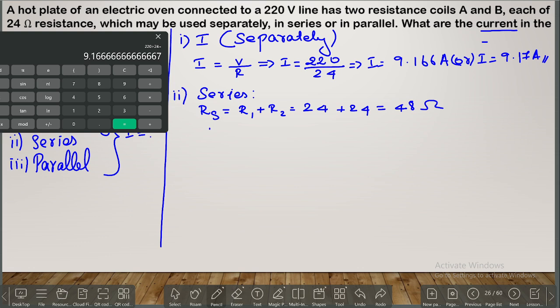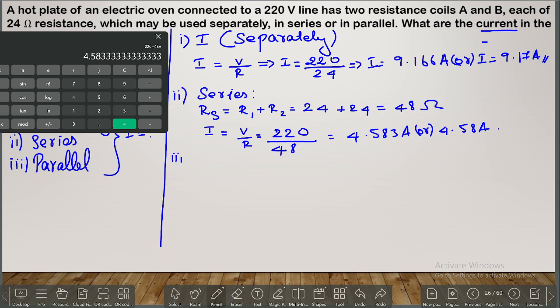So now find the current. I is equal to V by R. V value is 220 and R value is 48. So 220 divided by 48 will be equal to 4.583 ampere, or 4.58 ampere.